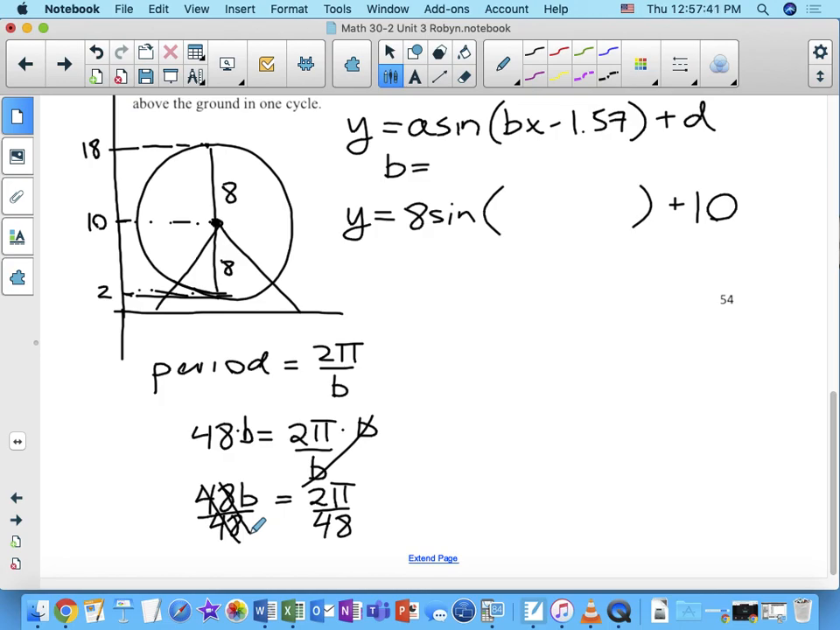0.13. Okay, so you could enter that in, but you could also just enter 2 pi over 48, or divide 2 divided by 48 is 24 pi over 24. Either one is fine, it doesn't matter. You don't have to reduce it, but I would leave it this way. You could write it as 0.13. Is that right? Okay, you could do any of those, okay?